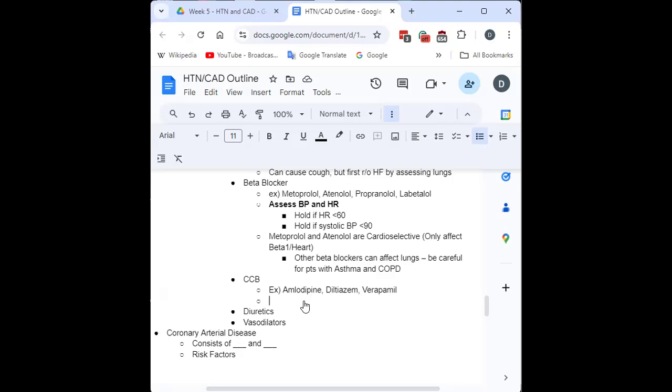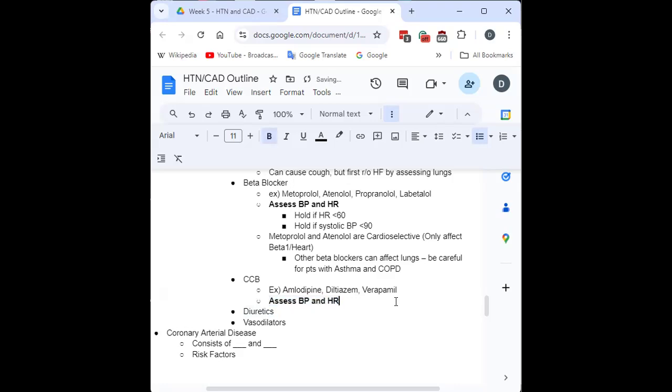Yeah, so all your dipines and some others, this is some extra info from pharm, but some of these are going to affect the blood pressure more than the heart rate, and some are going to affect both. I don't think you need to know that far. I would assess both in general for these. Same mechanics as the other ones for you to think about.